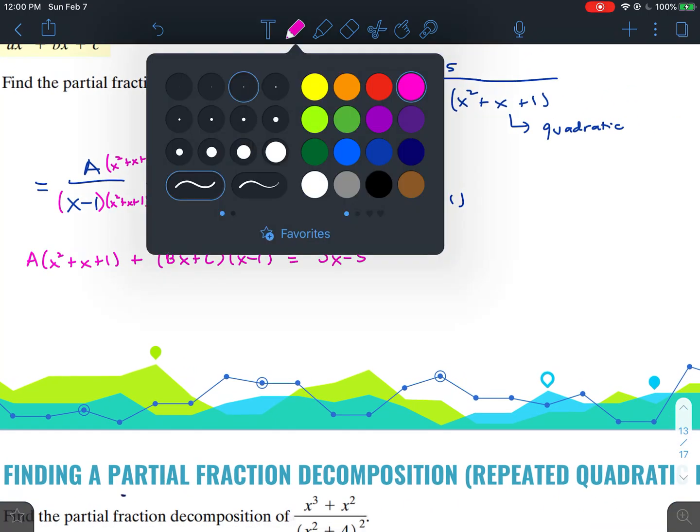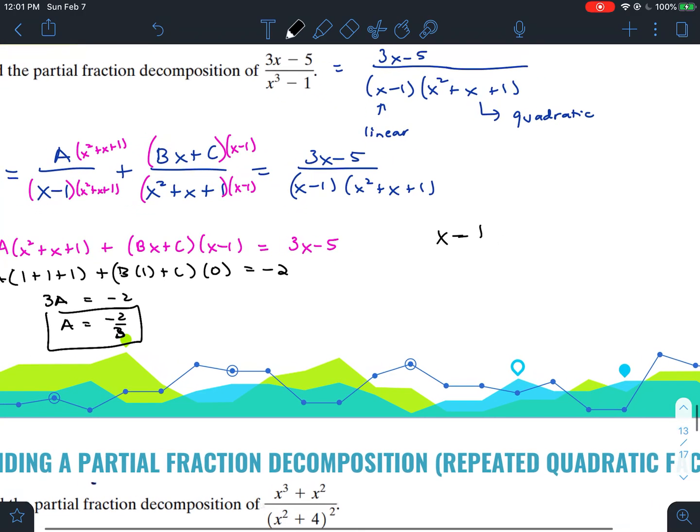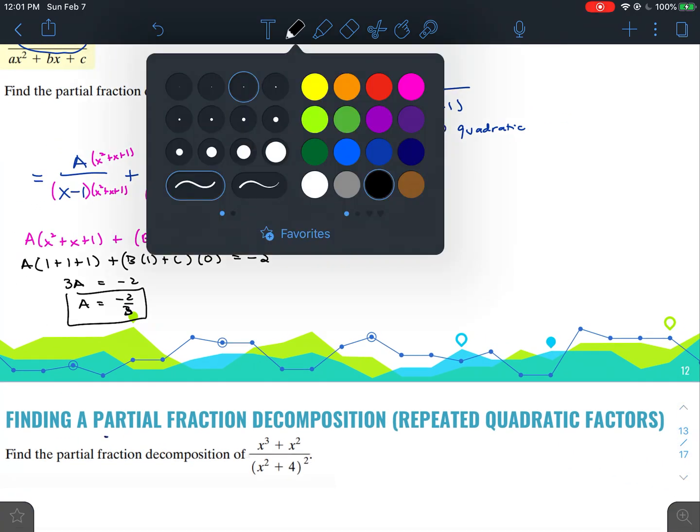And just like we did before, we want to be creative. So let's let x equal 1. If x equals 1, then I get A times 1 plus 1 plus 1, plus B times 1 plus C times 0 equals negative 2. So we get 3A equals negative 2, so A is going to equal negative 2/3. So that's going to be my A factor.